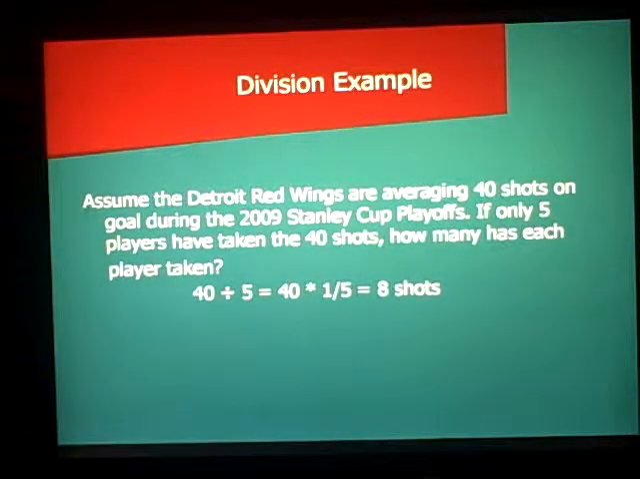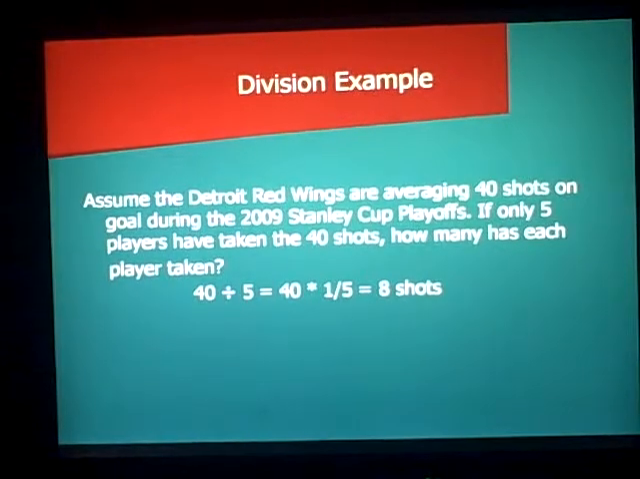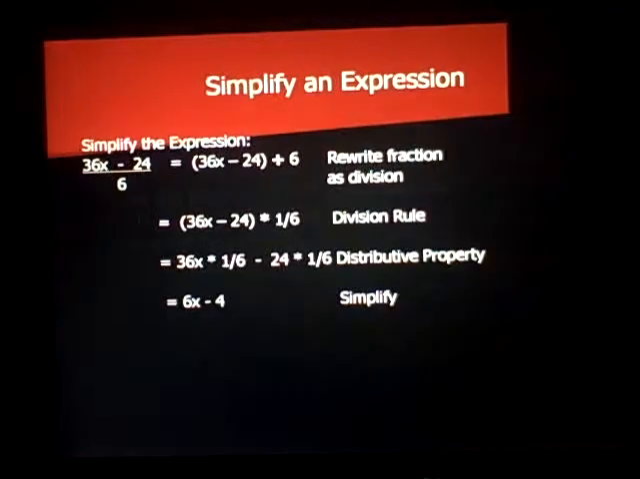So here's a sports example. Assume the Detroit Red Wings are averaging 40 shots on goal during the 2009 Stanley Cup playoffs. So in a typical game, they take 40 shots. If only 5 players have taken the 40 shots, maybe they're the 5 best shooters, how many has each player taken? 40 divided by 5, or 40 multiplied by 1/5.